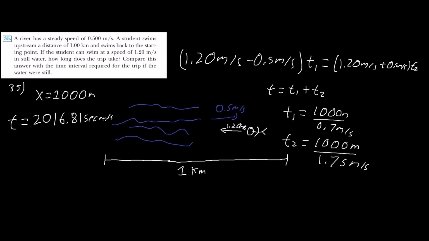So the question is asking, compare this answer to the time interval required for the trip if it were still water. Well, that's pretty straightforward. So I'm going to take 2,000 divided by the speed, because that's the total distance it travels, regardless of the direction. The overall distance is 2,000 meters divided by 1.20, and that should give you the time. So the overall time comparison is 1,667 seconds. So the difference between those time intervals is going to be 350 seconds.